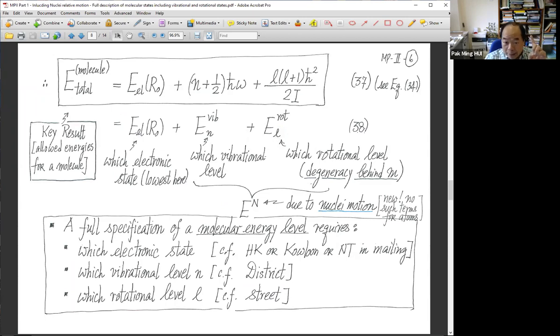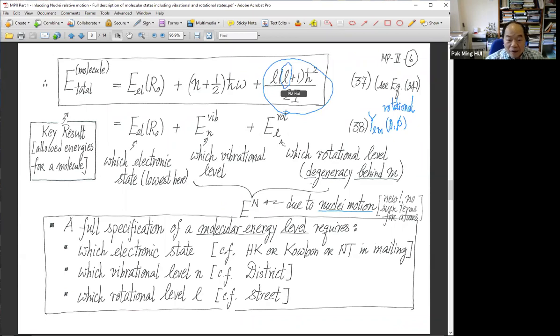One big reminder. Actually, we have Y_LM(theta, phi) for the rotational part. But the rotational energy depends only on L.